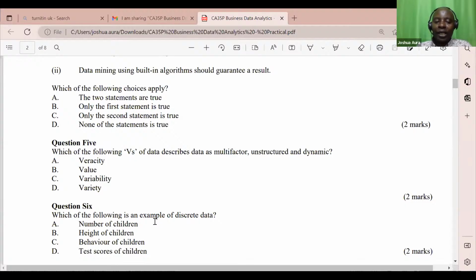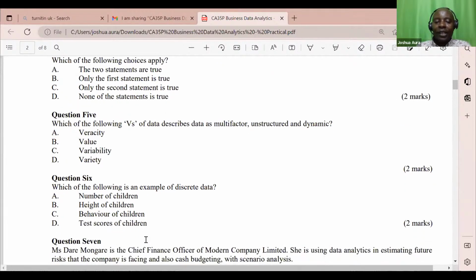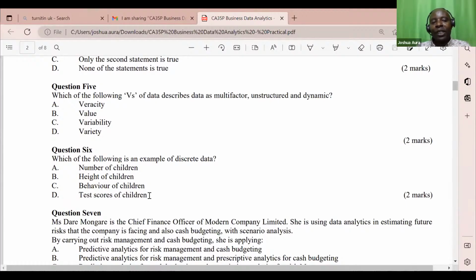Height of kids, in this case, for example, one is 5'7", another one is 5'6", right? This is continuous. Behavior of children is not even countable. It's not even measurable. Behavior of children is more qualitative. So this one is out. The test scores, this was quite confusing, but you see, even with test scores, somebody can get 3.5, somebody can get 40.5. That is the 0.5. So basically, discrete data, the best example was number of children. So somebody who has done some research must have gotten this question nicely.